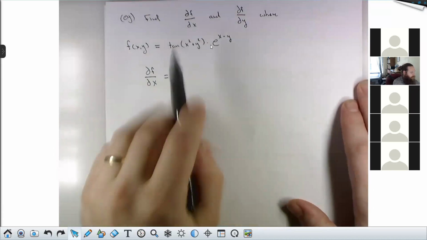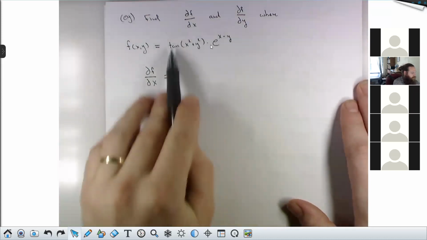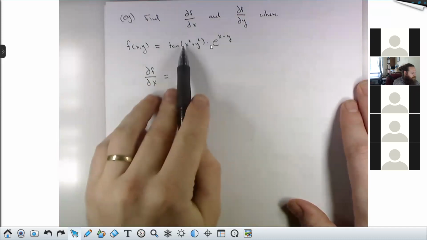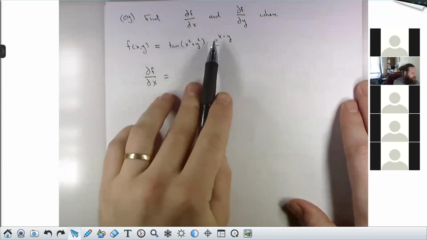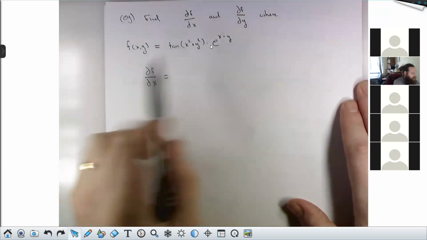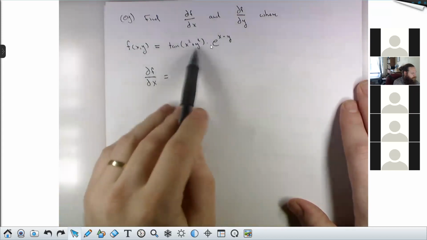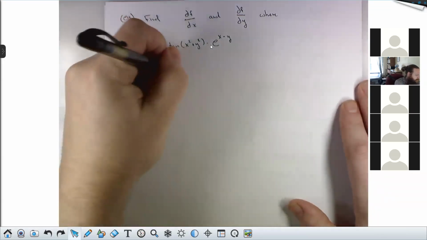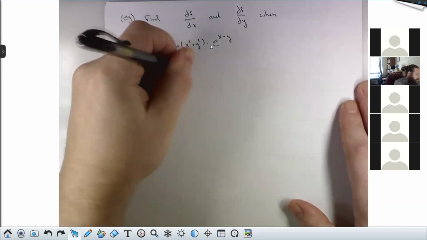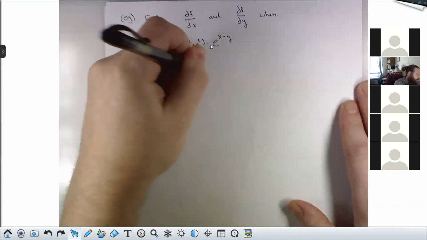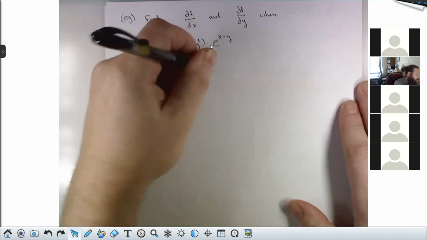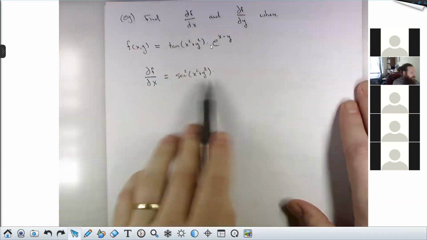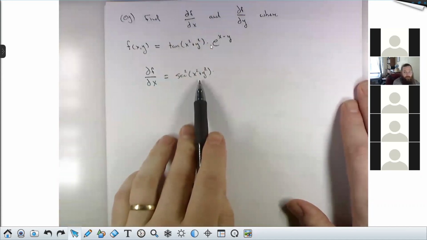So first I would differentiate the tangent of x squared plus y squared and leave e to the x minus y alone. And then I will leave the tangent of x squared plus y squared alone and differentiate e to the x minus y. And each of those will be a partial derivative. The derivative of the tangent function is secant squared. So here I'm using some chain rule. I leave the inside alone. And by the chain rule, I need to multiply by the derivative of the inside.